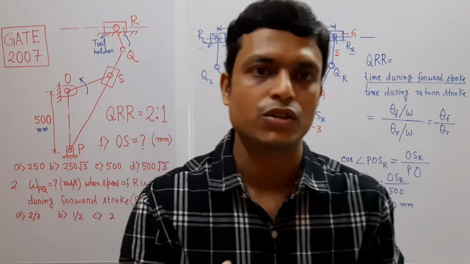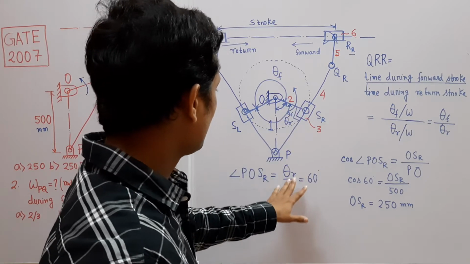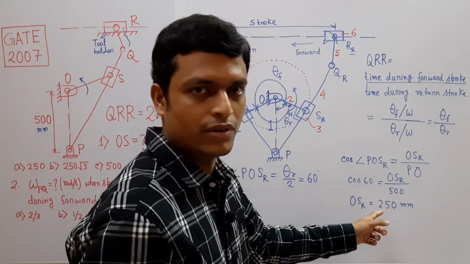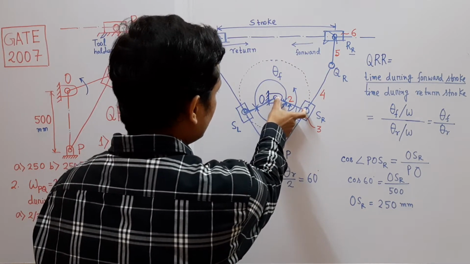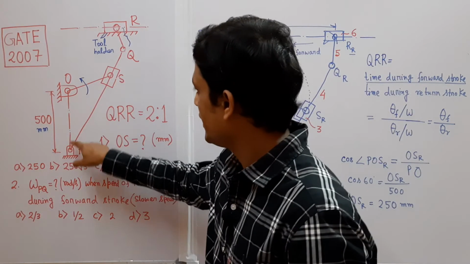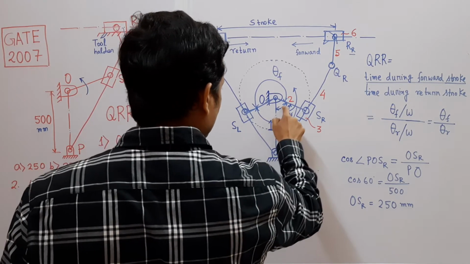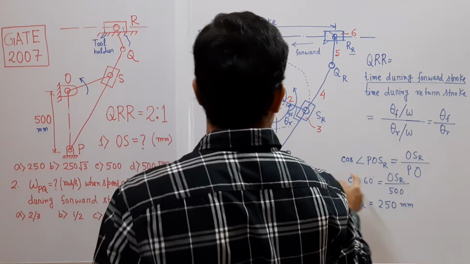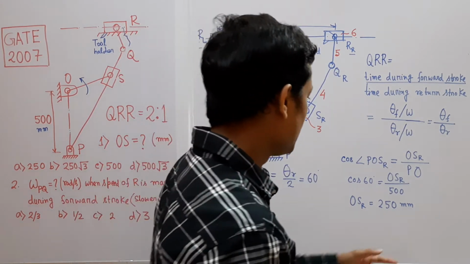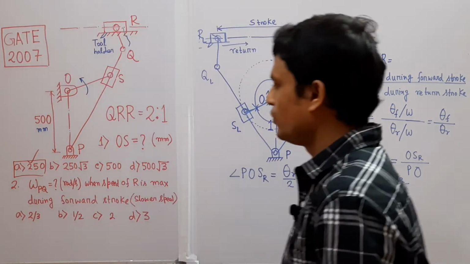So when the quick return ratio is 2, that is theta r is 120 and theta f is 240, theta r by 2 is 60 degrees and cos of 60 is always half. So when the quick return ratio is 2, the length of the crank will be half of the length of the fixed link. This is the fixed link OP and this is the crank. The ratio of crank to fixed link will be half, and that is 250 millimeters. So option A is correct, and we have determined the length OS.